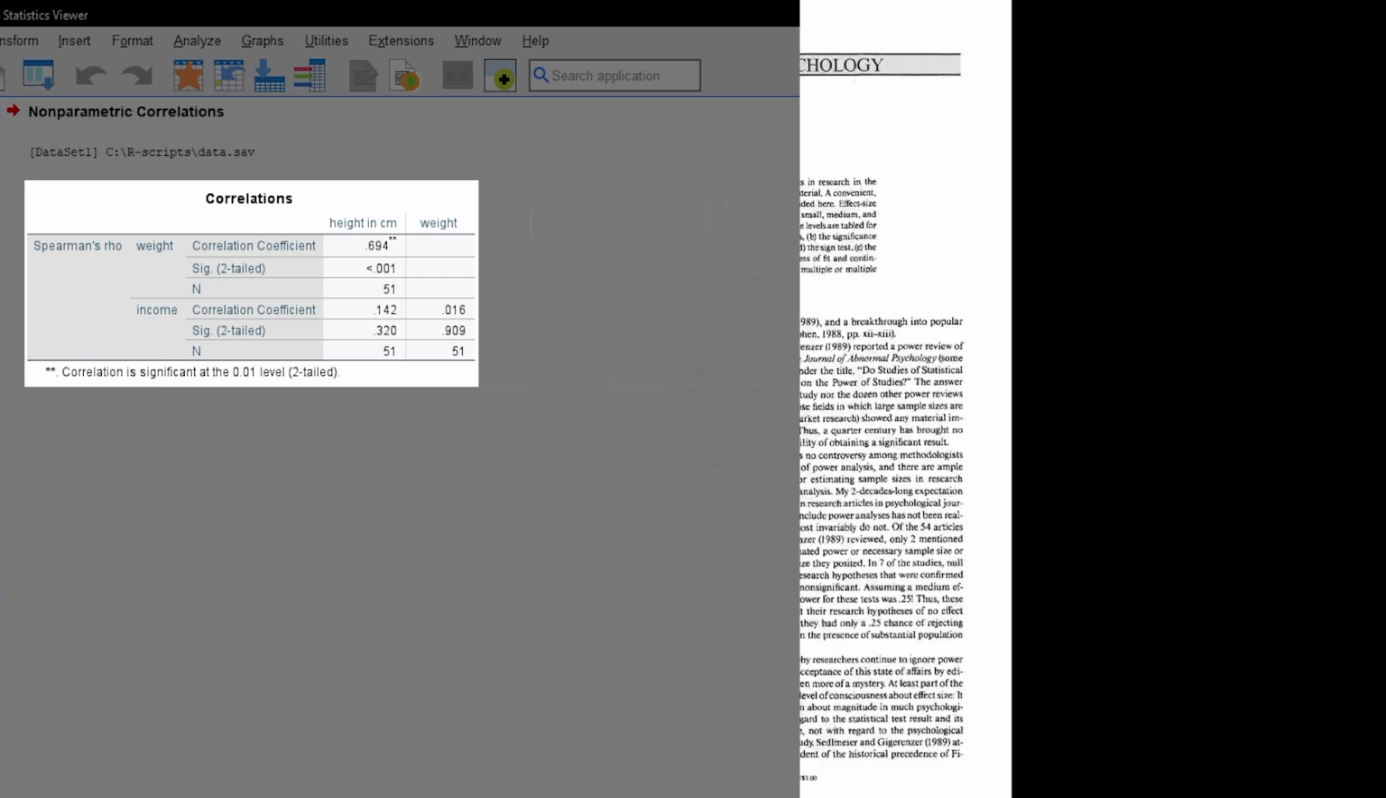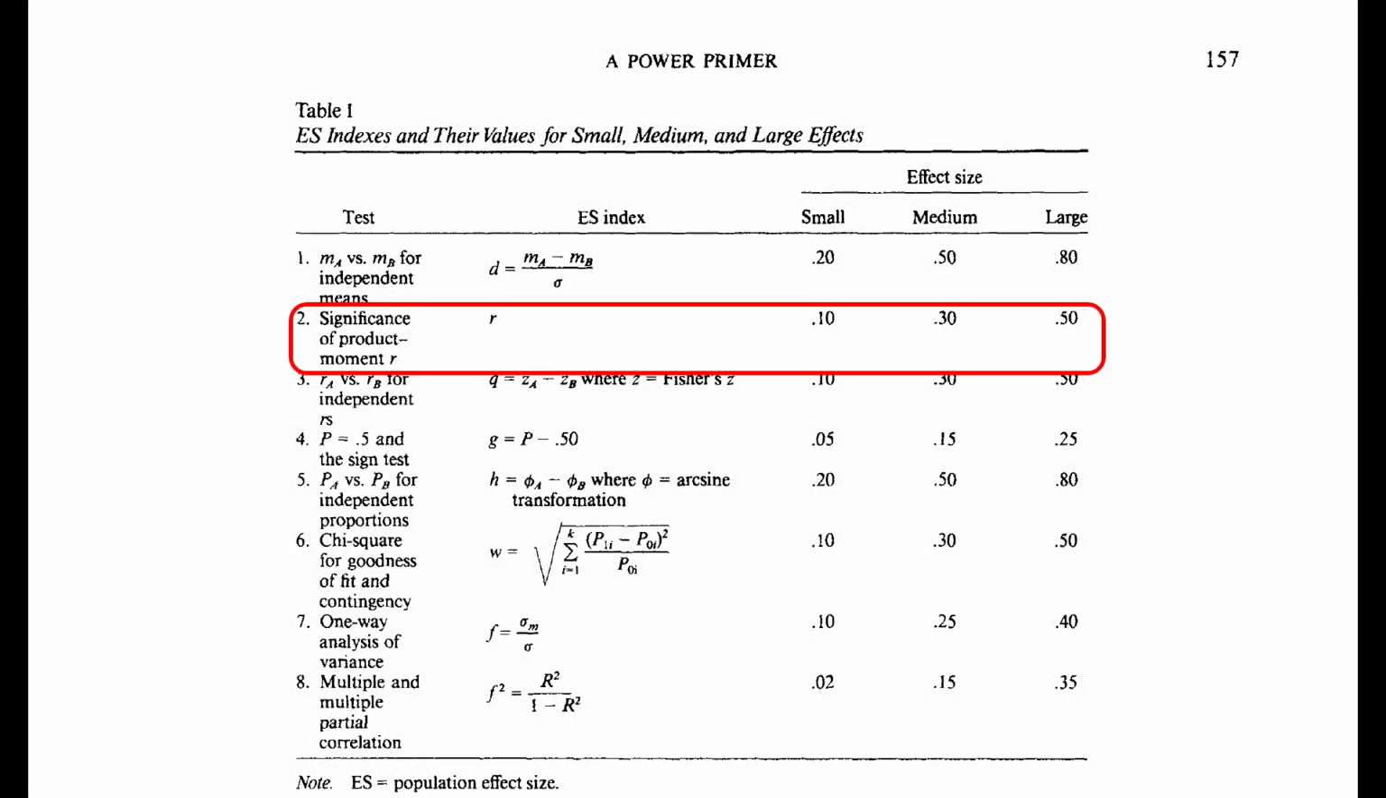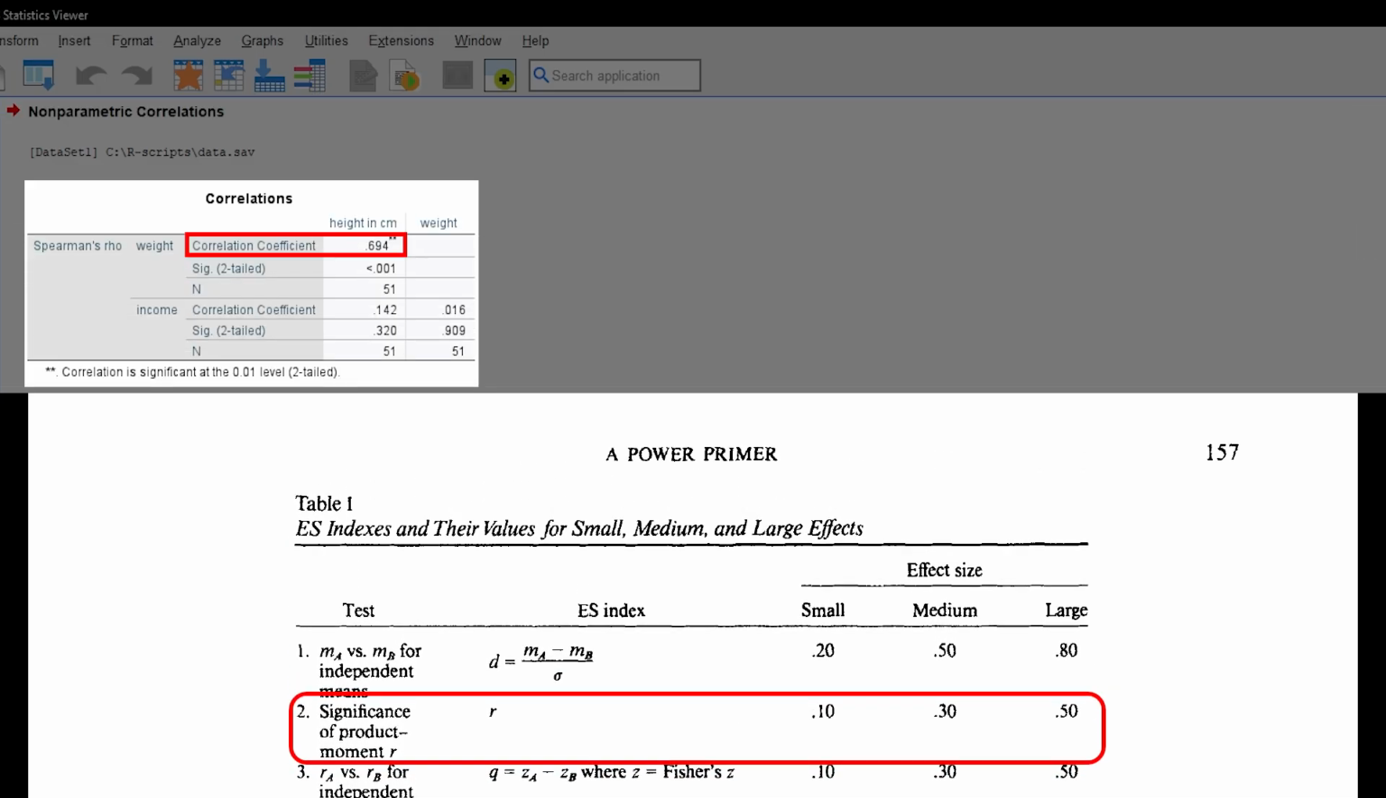If neither exists, you can fall back to Cohen 92, a power primer, and use the thresholds on page 157, 0.1, 0.3 and 0.5 for small, medium and large effect sizes. My correlation of 0.694 is well above the threshold of 0.5, making it a large effect according to Cohen. The other 2 correlations, height and income, as well as weight and income, show no low enough p-values.